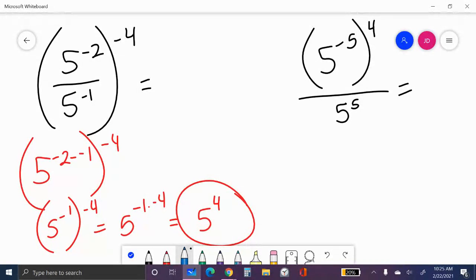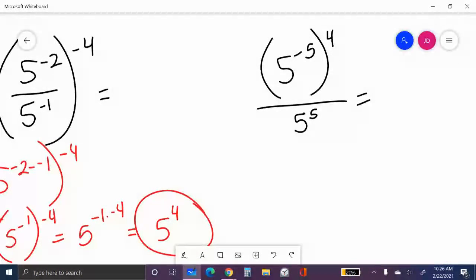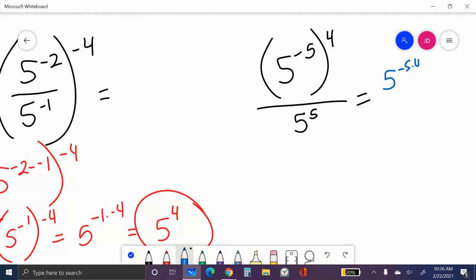All right, the next one. I'm just going to move it over a little bit. All right. We have parentheses here. We can't really simplify anything, but we can do this. We have power to a power, right? 5 to the negative 5 times 4. You multiply the exponents, I meant to say.